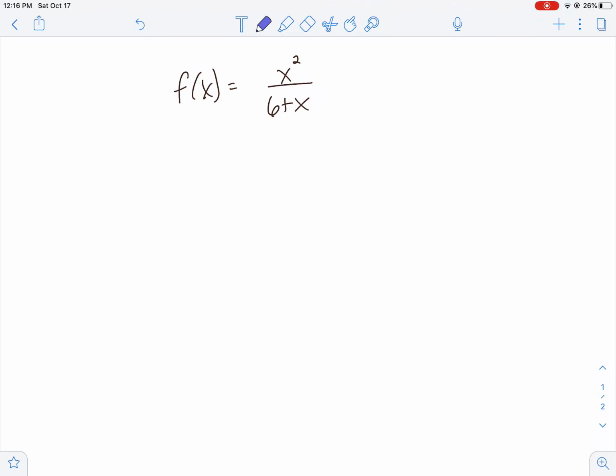Hey Christina, here's the problem that you were looking at. If my original function is x squared over 6 plus x, it looks like I have a variable at the top and a variable at the bottom. I don't think I can reduce anymore, so to me this looks like a quotient rule.